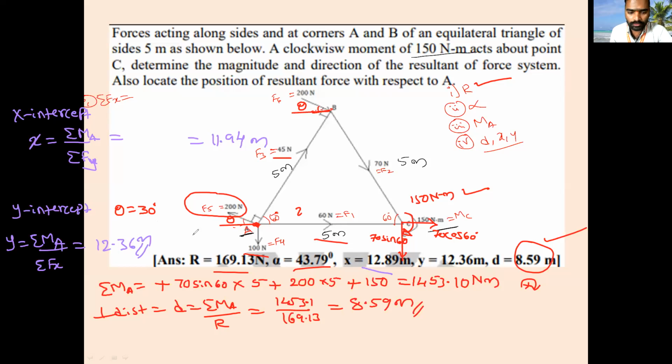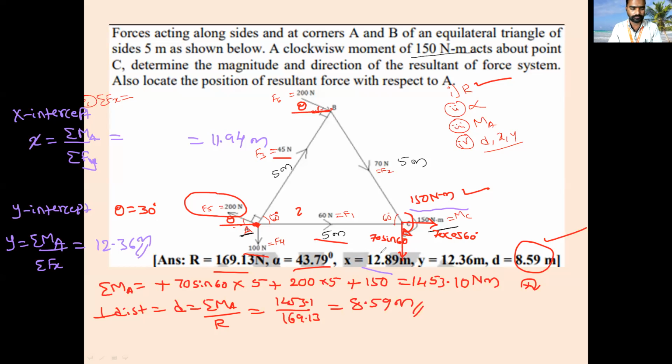So have you got how to solve this kind of problems? Whenever the frame is subjected to a moment, how to take the moment? In sigma Fx and sigma Fy, you are not supposed to consider any moment. Only while calculating the moment, then only you have to consider the given moment. If it is clockwise, take positive. If it is anti-clockwise, take negative. Clear, everyone? Yes, sir.